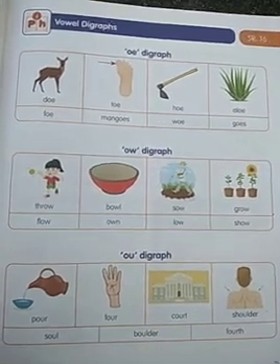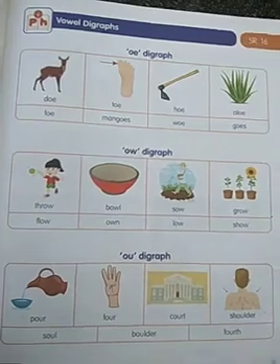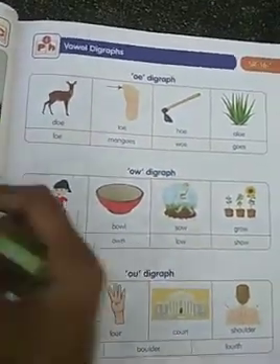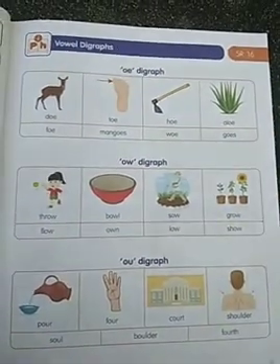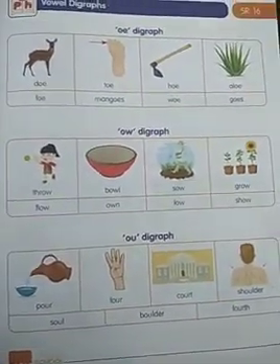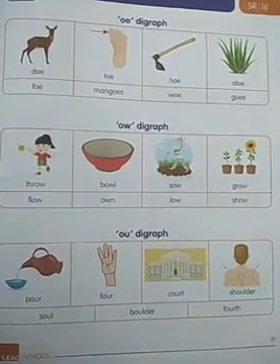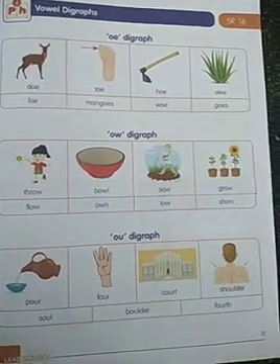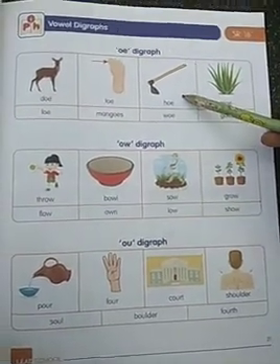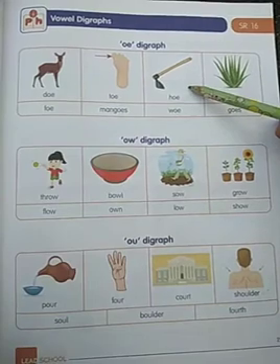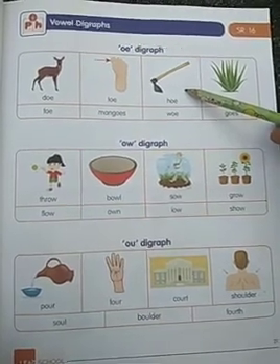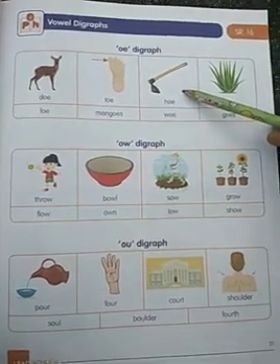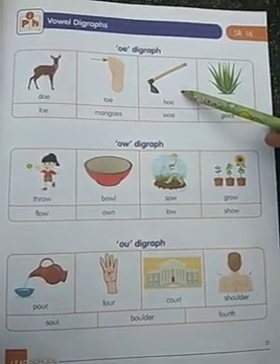Then hoe. Hoe is nothing but a garden tool. It is used to remove unwanted plants from the garden. So what is the use of this hoe? What is the use of this garden tool? It is used to remove the unwanted plants or weeds from the garden.